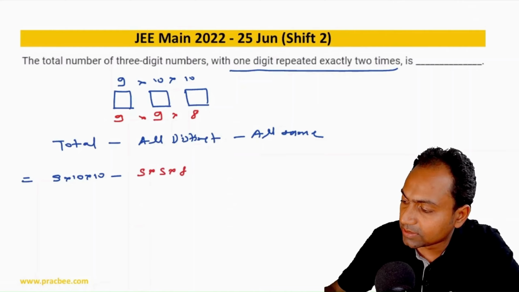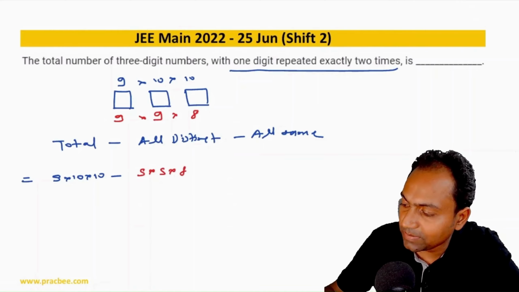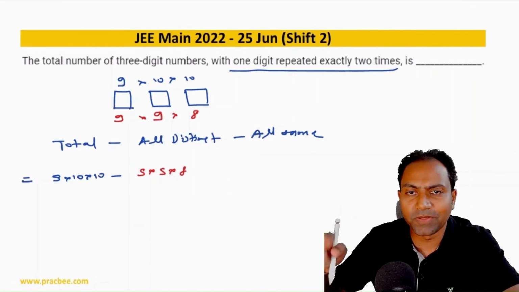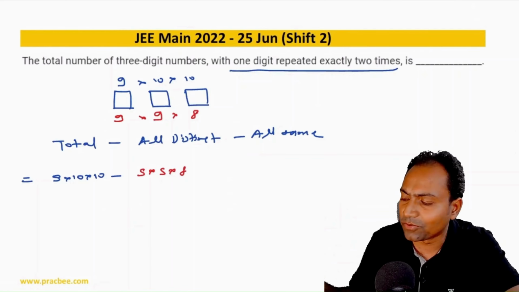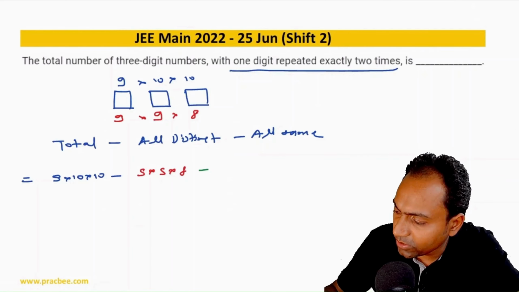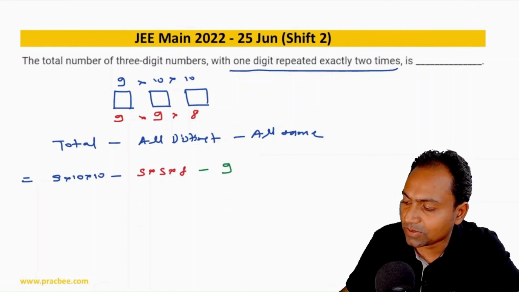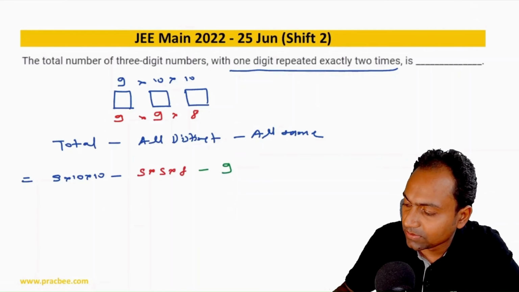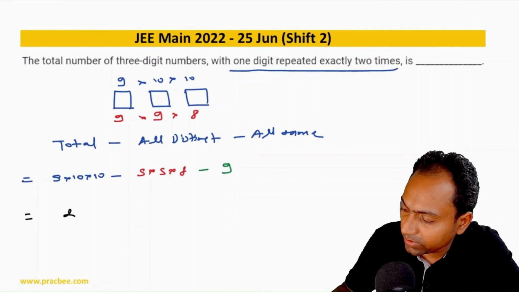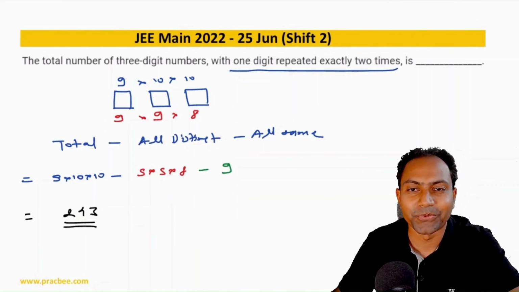And then in the third part, all are same. See, all can be same in only 9 ways: 111, 222, 333, 444, up to 999. So corresponding to the third, only 9 cases are possible. If I simplify this, what I get is nothing but 243. A very simple question that was asked in 2022.